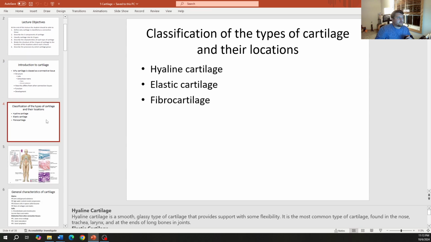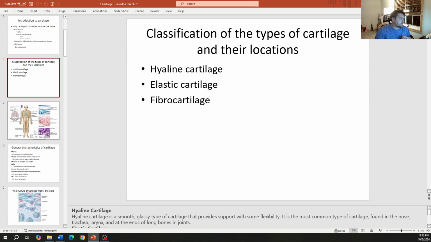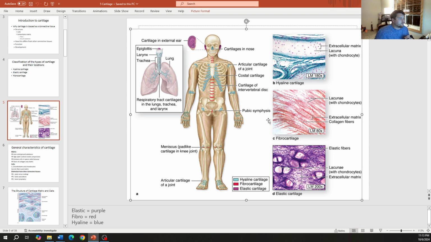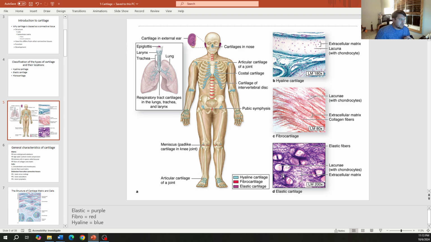Okay, so talking about the three different types of cartilage, we see hyaline cartilage, elastic cartilage, and fibrocartilage. We are going to break down each of these, what their characteristics are, what they do, where they're found, all that kind of stuff later on. Here's just a little overview of what we're going to be looking at, the different types with elastic type cartilage, fibrocartilage here, and then the hyaline cartilage up there.